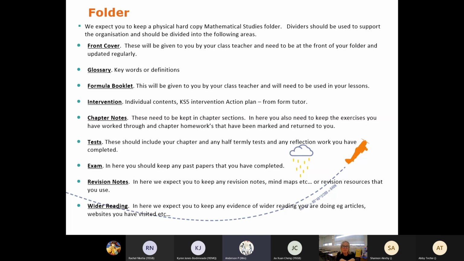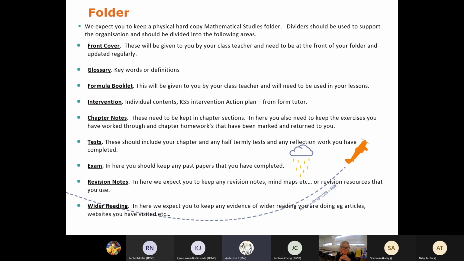So the front cover will be given to you by us, okay, that'll be at the front of your folder and updated regularly. There'll be a glossary for keywords and definitions. We'll be giving you a formula book to use in lessons, so you need to bring that to every lesson. There may be an intervention which is going to be individual, like a Key Stage 5 action plan, which will be from your form tutor.